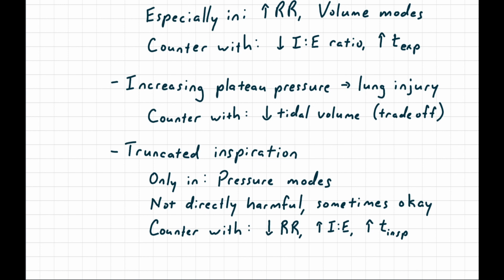And finally, we talked about truncated inspiration, which can happen in pressure control modes when you increase respiratory rate or decrease the I/E ratio. This isn't directly harmful, but can keep you from hitting your minute ventilation goal. You can prevent this by decreasing the respiratory rate or increasing the I/E ratio or inspiratory time.